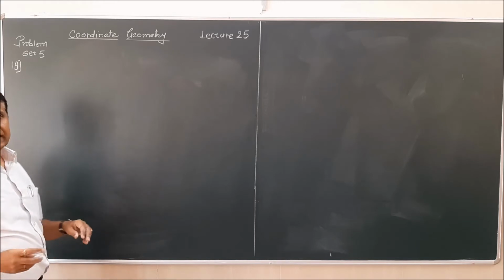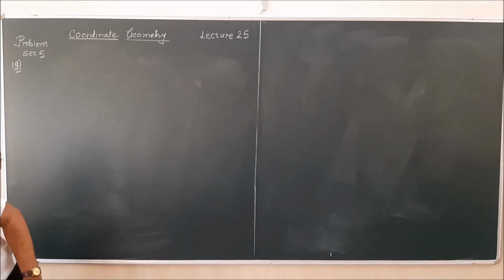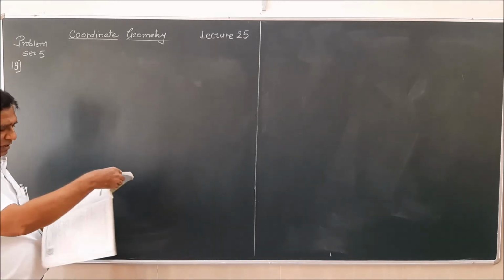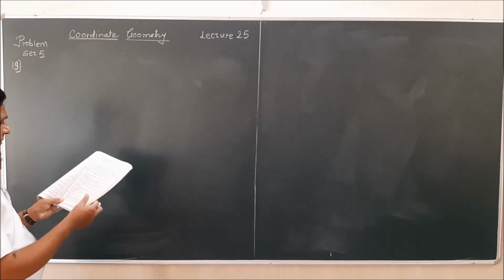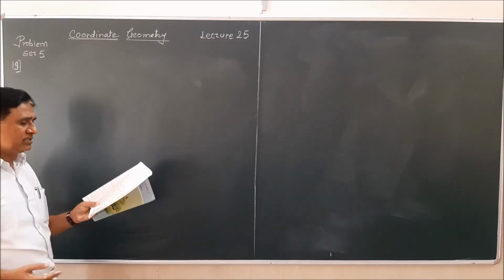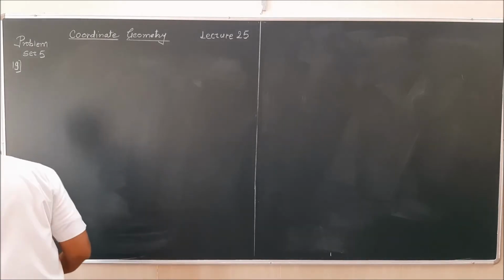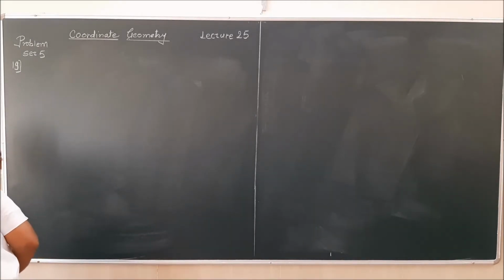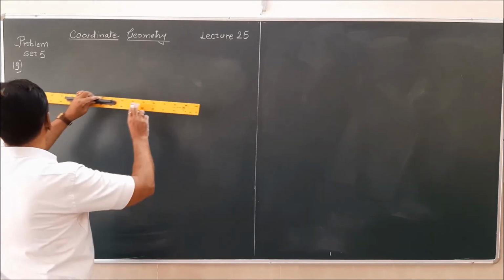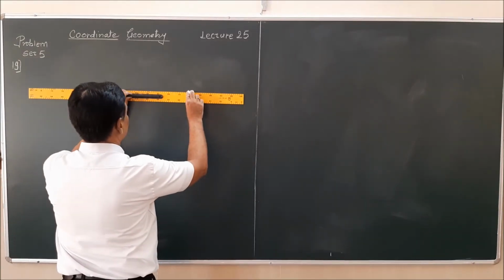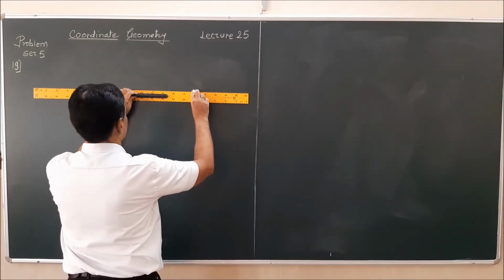Now, question number 19. In question number 19, the line segment AB is divided into 5 congruent parts. Okay. So, I am going to draw a line now which is divided into 5 congruent parts.